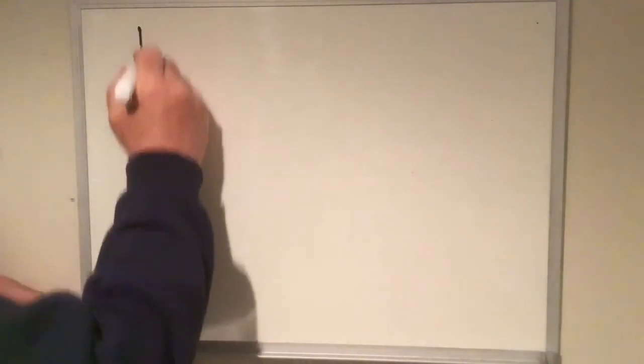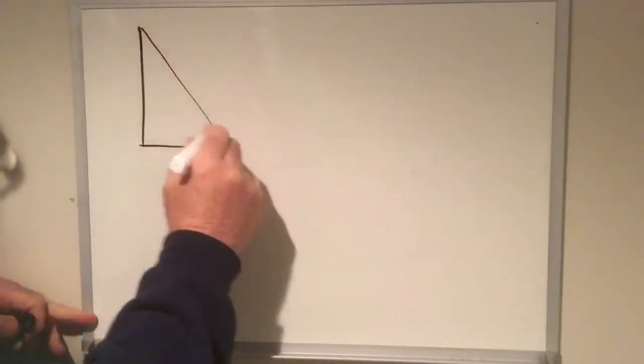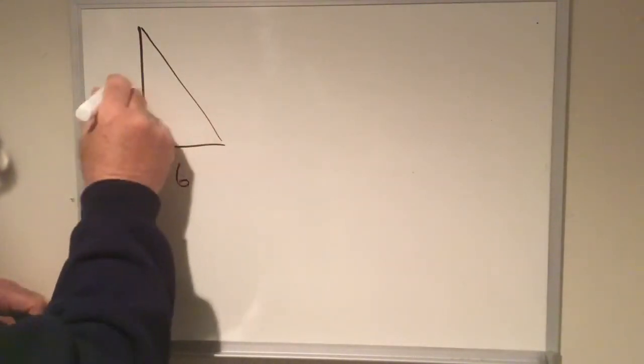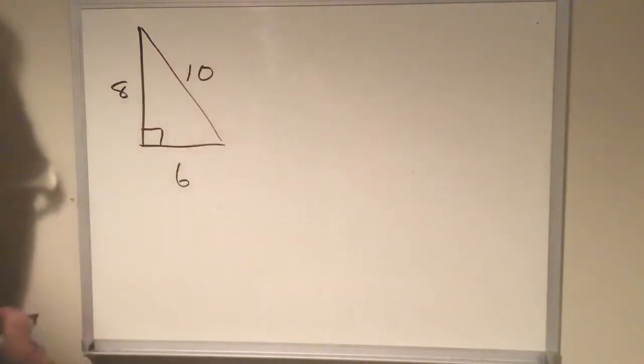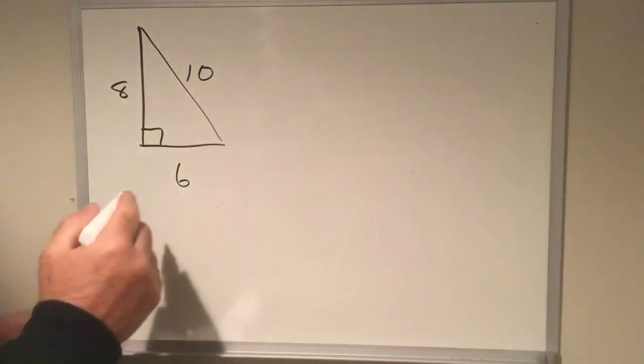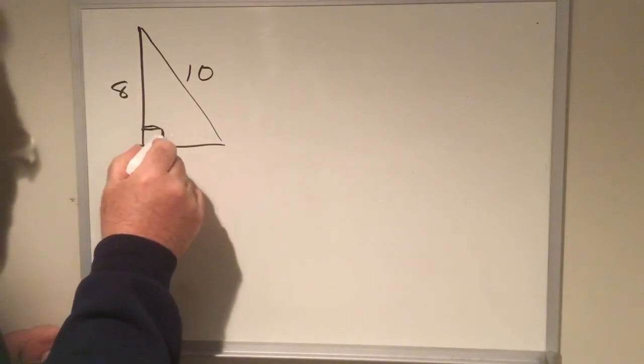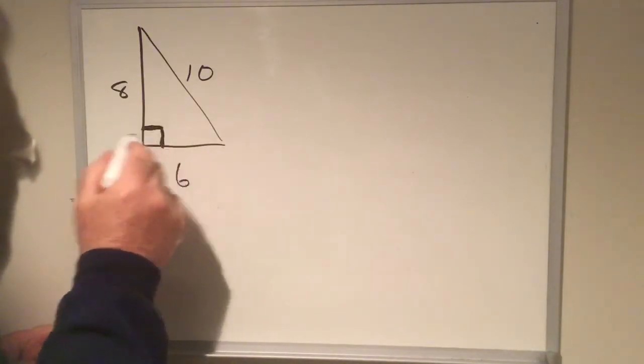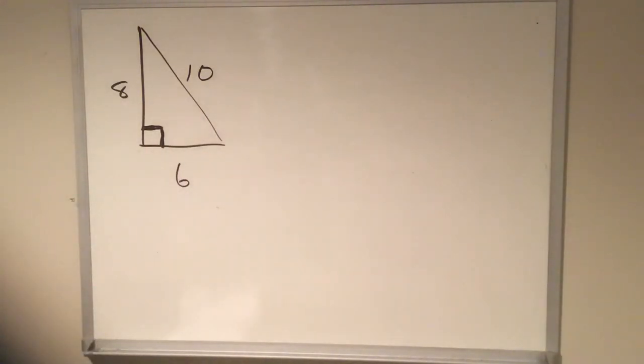Right triangle. Here's our right triangle. Okay, 6, 8, 10. What's the area of that triangle right there? Half the base times the height. Now, what are you going to use as the base, and what are you going to use as the height? Well, when you're looking for base and height, I'm going to continue to emphasize that box, that right angle is going to be the key.